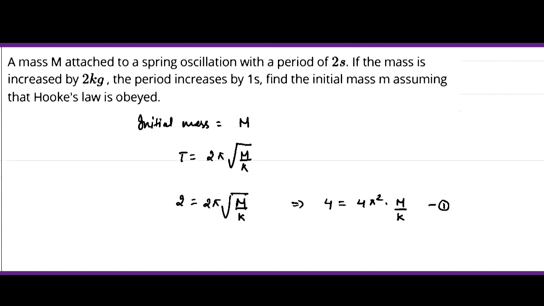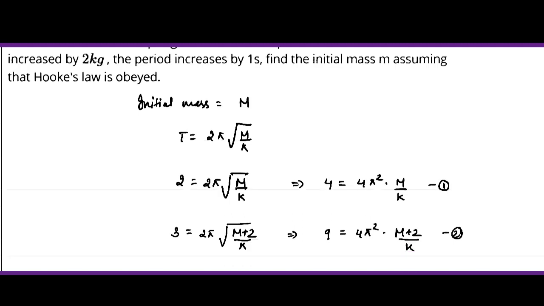Now when the mass is increased by 2 kg, the time period also increases by 1 second. So the new time period will be 2 plus 1, that is 3. That will be equal to 2 pi under root of m plus 2 divided by k. So this can be written as 9 equals 4 pi square into m plus 2 upon k. Let us suppose this is your equation number 2.